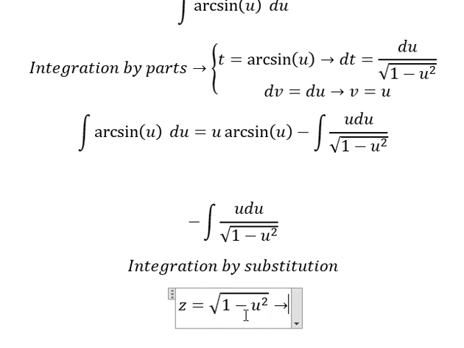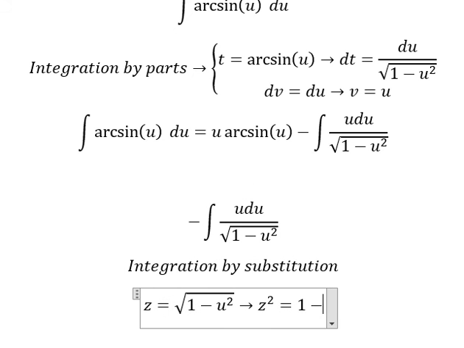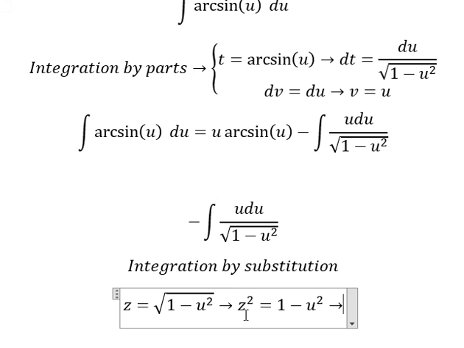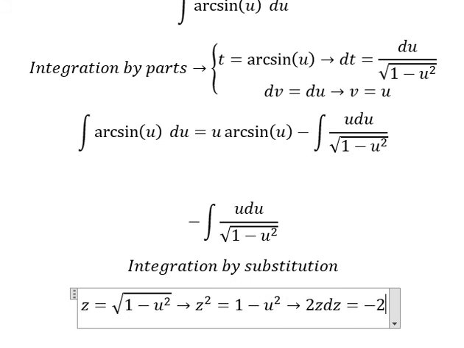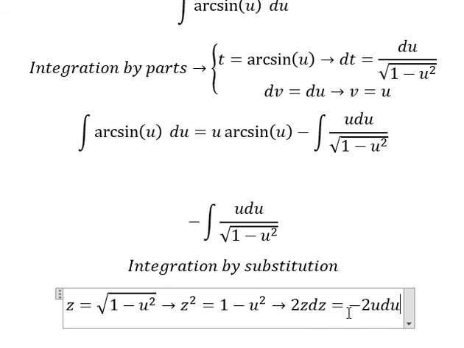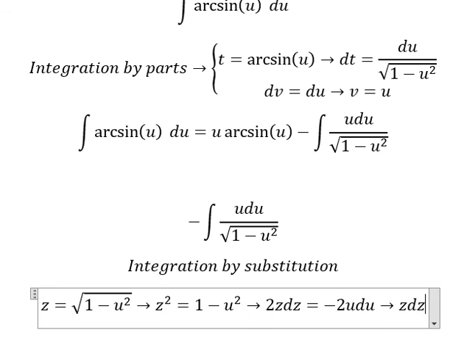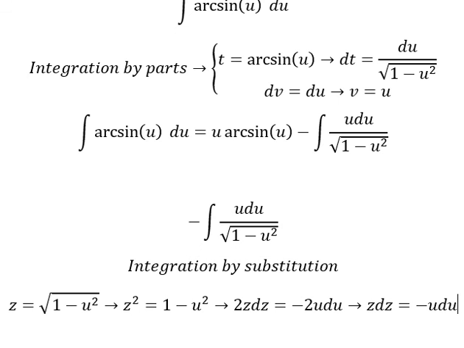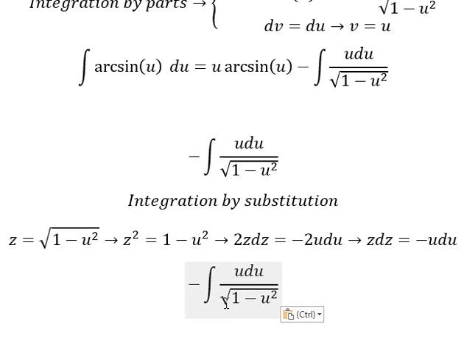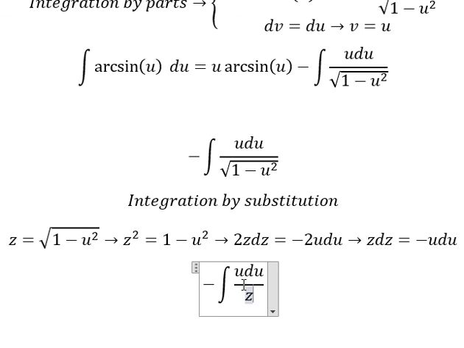So we square both sides. Later, we take the first derivative of both sides. We have 2z dz equal to negative 2u du. Later, we divide both sides by 2. The square root we change for z, and negative u du we change for z dz.